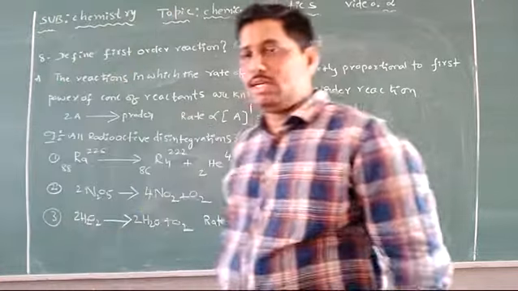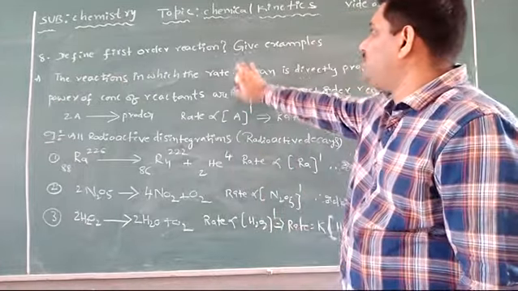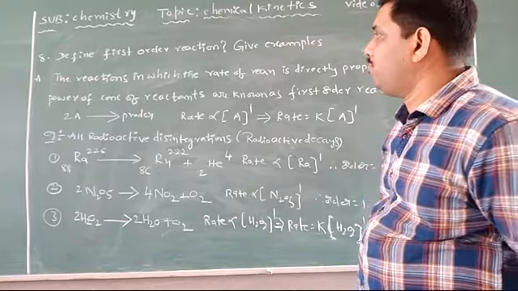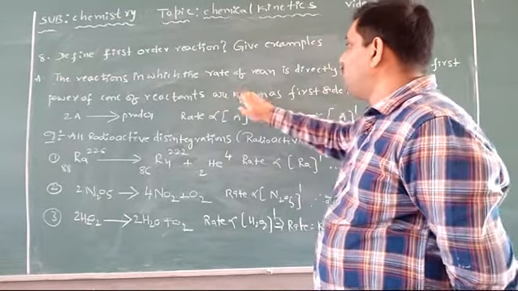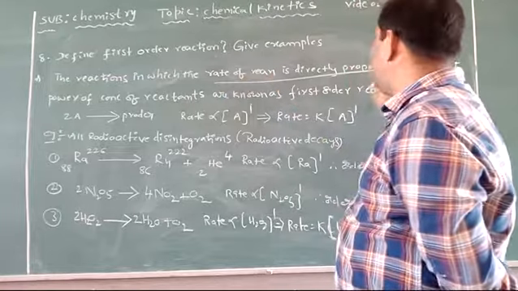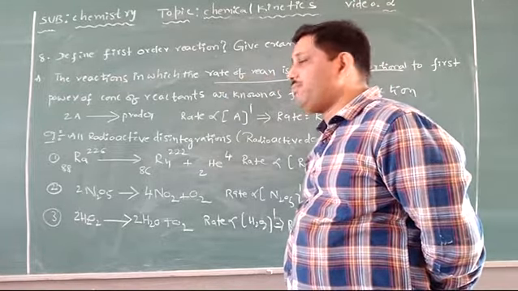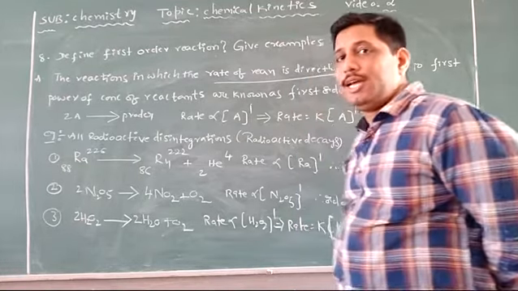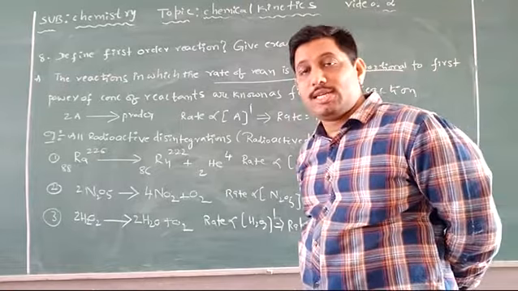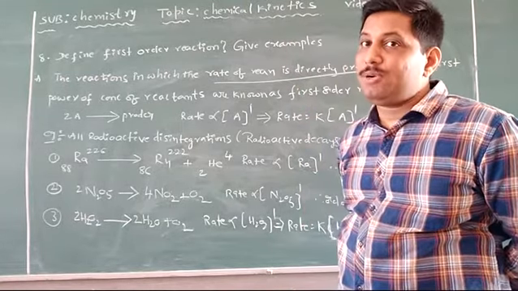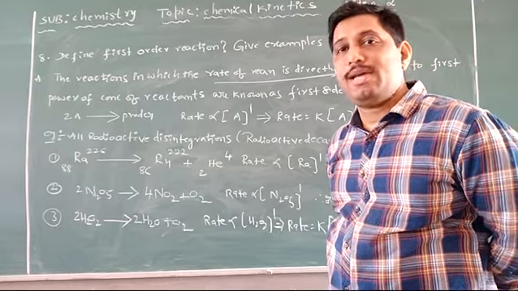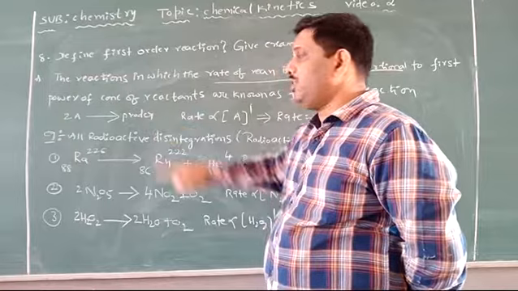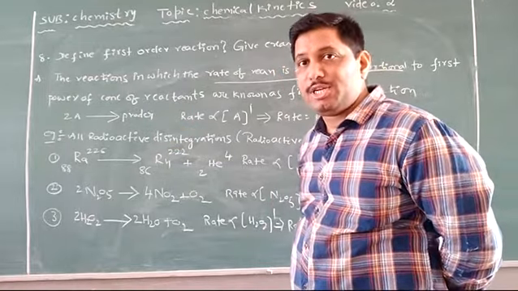Okay, students, next question. Define first order reaction, give examples. The reactions in which the rate of the reaction is directly proportional to the first power of concentration of reactant are known as first order reactions. Let us consider 2A gives rise to products. On chemical reaction, 2A gives rise to product.